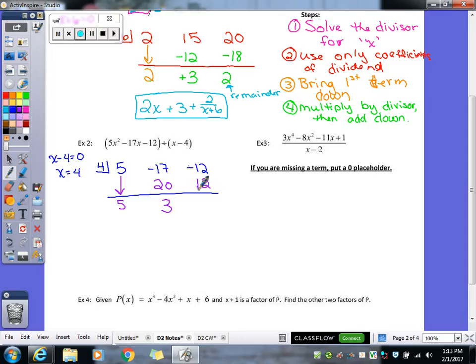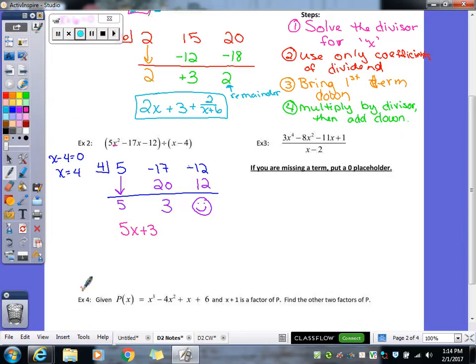And then negative 12 plus 12 is 0. So again, this one has no remainder because that last number there in your synthetic division is a 0. So there's no remainder here. So this started again as an x squared. So when I write my answer, it drops down 1. So this is 5x plus 3.